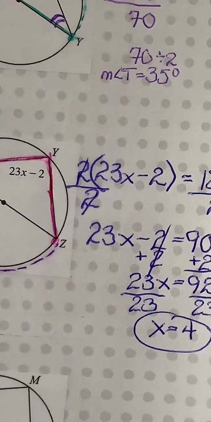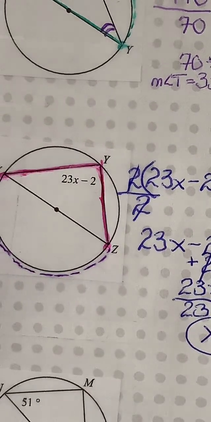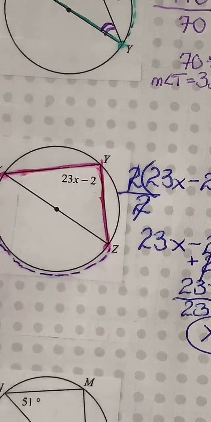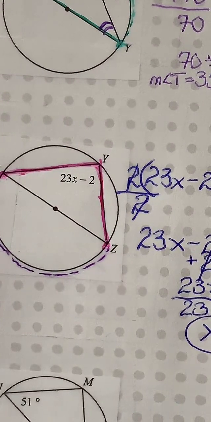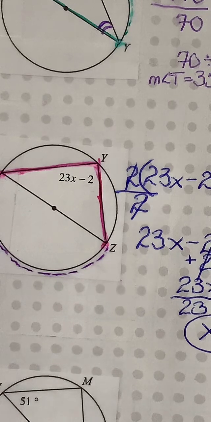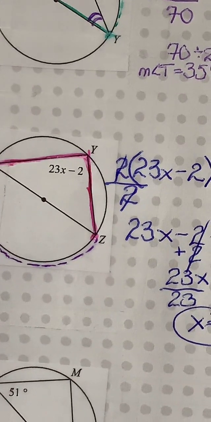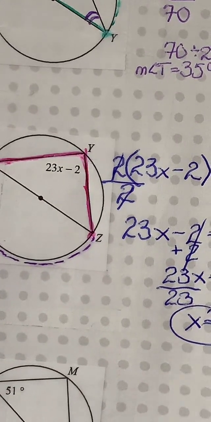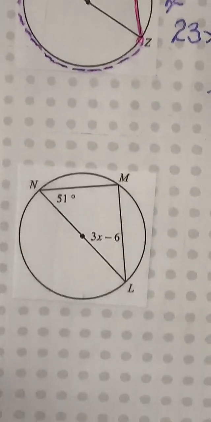So just because they don't necessarily give you that little indicator that it's 90 degrees, you can find it by using the algebra and math and geometry. All right.